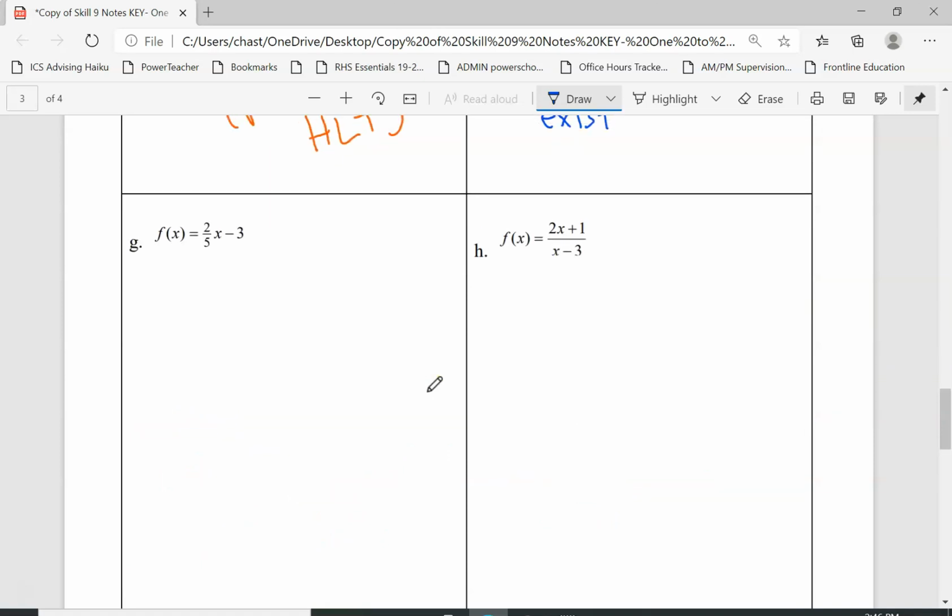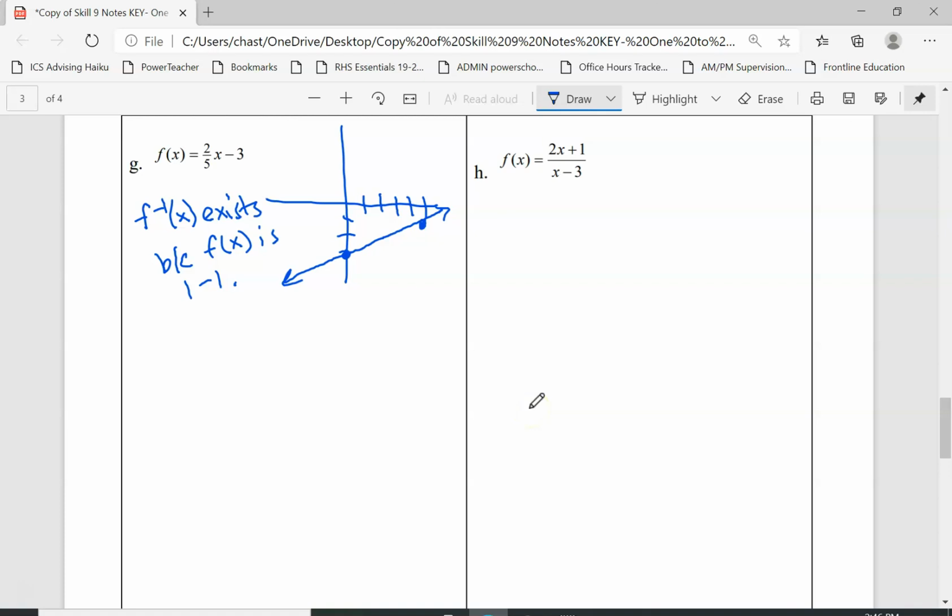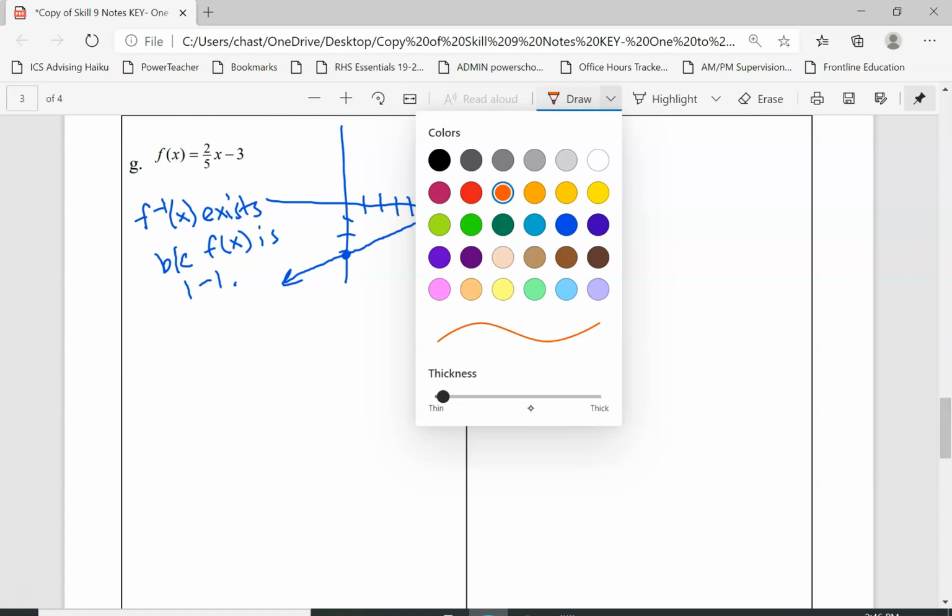For equations, this next equation is just a line that has a y-intercept of -3 and a slope of 2/5. So it's going to graph like this. So f inverse of x exists because f of x is 1 to 1. So now what I want to do is find the equation for that.